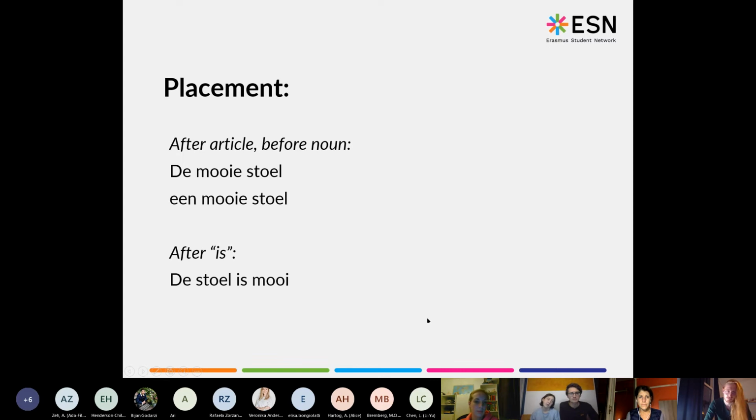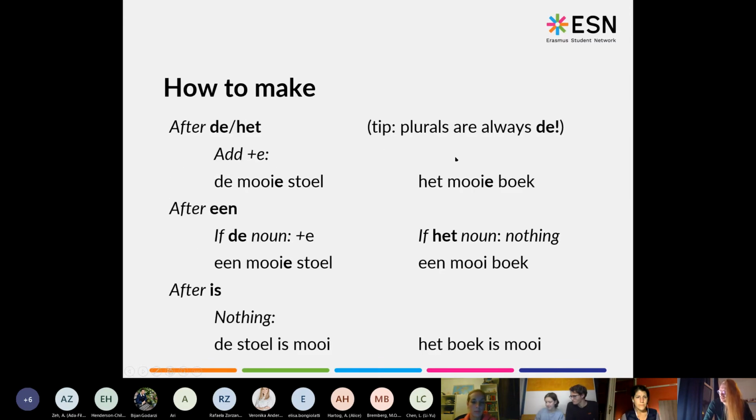If I refer to using it with is, something is nice, or just the nice chair. Again, how to make it. If it's after de or het, you add an E after the word. After een, you add an E if it's a de word, but you don't add one if it's a het word. So, een mooie stoel, a beautiful chair, but een mooi boek, not een mooie boek, a beautiful book. And after is, you don't add an E. So, de stoel is mooi, het boek is mooi.